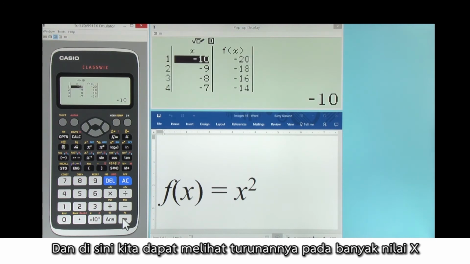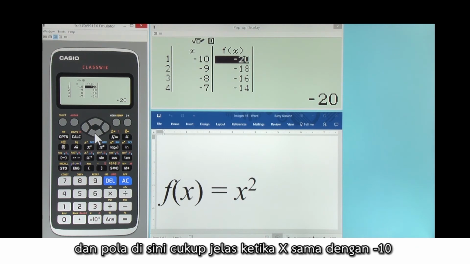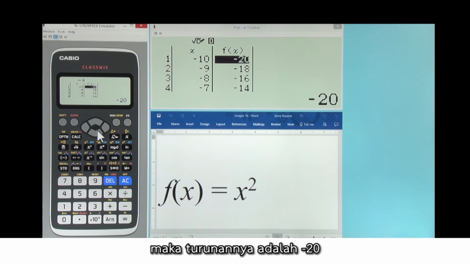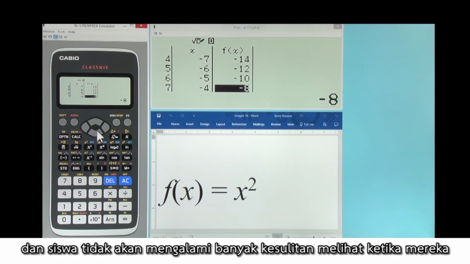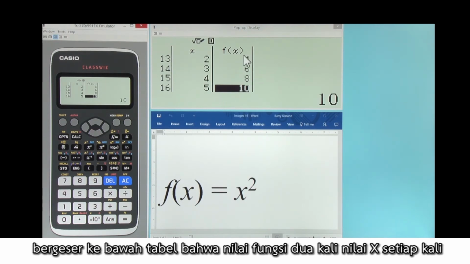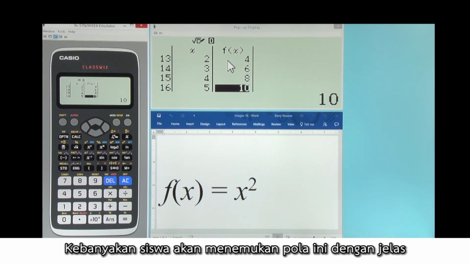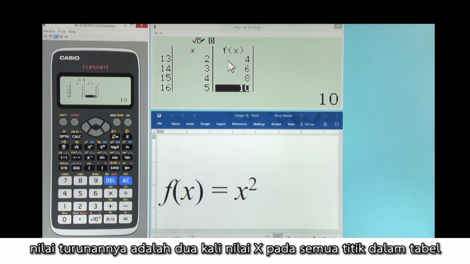And here we can see the derivative at many values of x. The pattern here is quite clear. When x is -10, the derivative is -20, and students will not have much difficulty seeing, as they scroll down the table, that the function values are twice the x values each time. Most students will find this pattern very clear. The value of the derivative is twice the value of x at all points in the table.